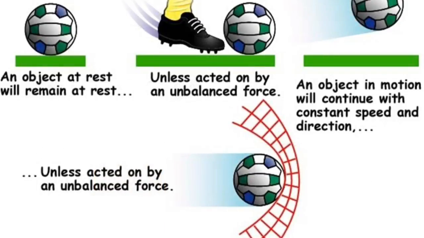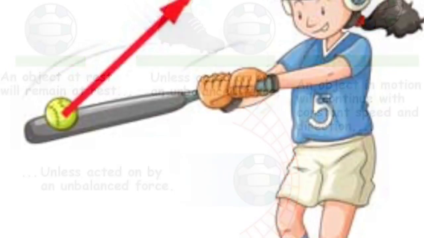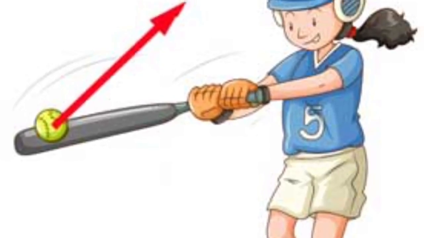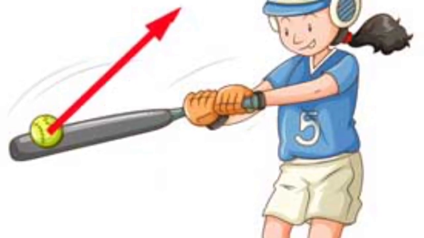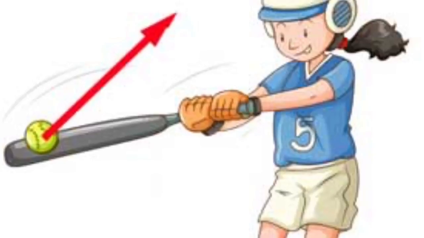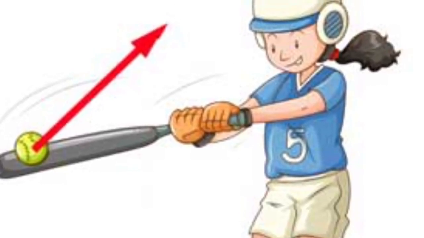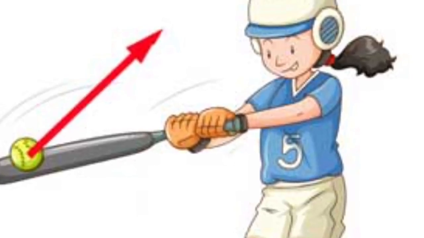I can have a soccer ball which is at rest. When someone kicks it, they apply a force to it, and this will cause it to continue moving forward until it is met by an opposing force, which is the net. In our final example here, I have someone hitting a baseball, which causes the direction of the baseball to change. It's still moving, but now it's moving in a different direction because it was met by an opposing force.